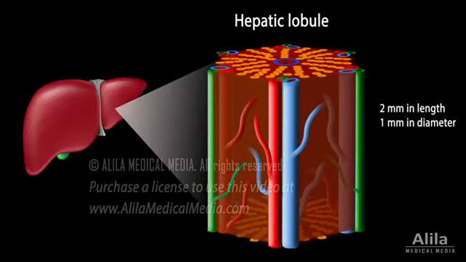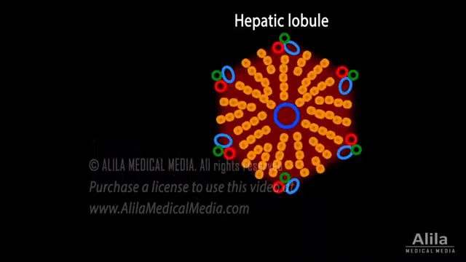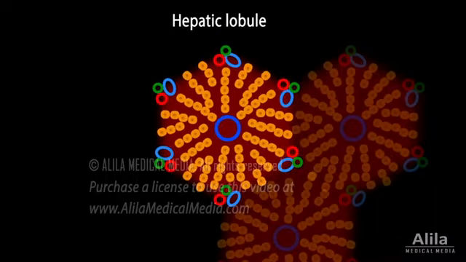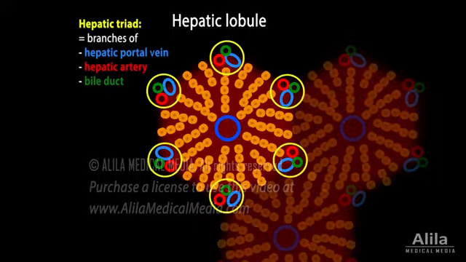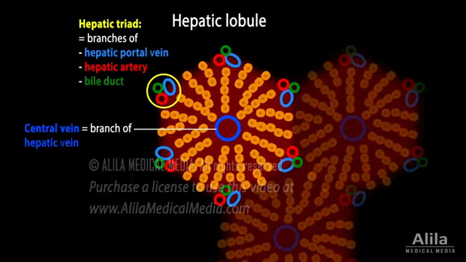A liver contains nearly 1 million functional units called hepatic lobules. A lobule is typically shaped like a 6-sided prism, appearing as a hexagon in cross-section. At the corners of the hexagon are hepatic triads, which are branches of the hepatic portal vein, hepatic artery, and bile duct. In the center is a central vein, a branch of the hepatic vein.